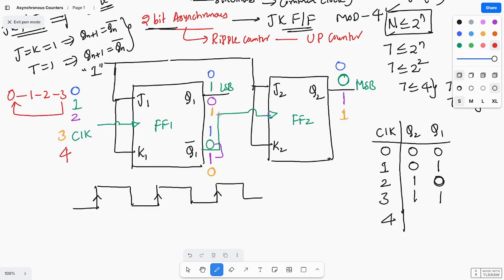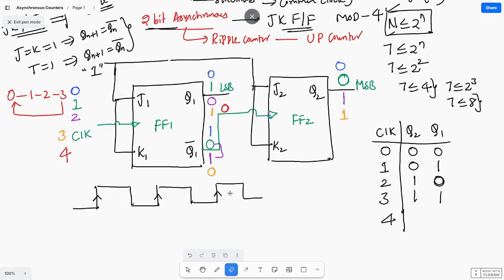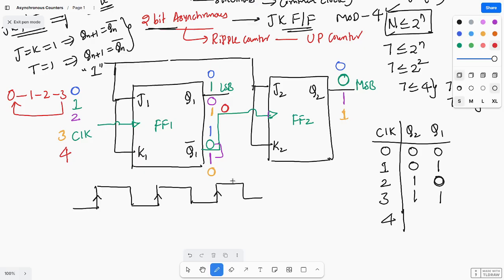It is triggering from where to where? From 1 to 0, and it will change from 0 to 1. So 0 to 1 means it is the passage of clock. During this passage of clock, this will also toggle, so it will toggle from 1 to 0. At the fourth clock pulse, Q2 becomes 0 and Q1 becomes 0.